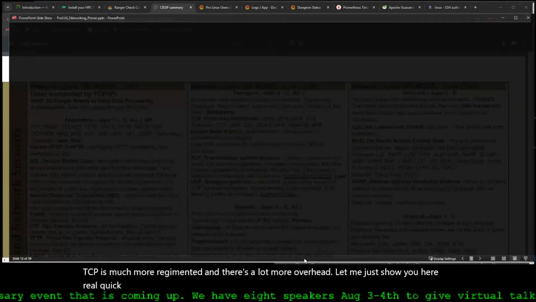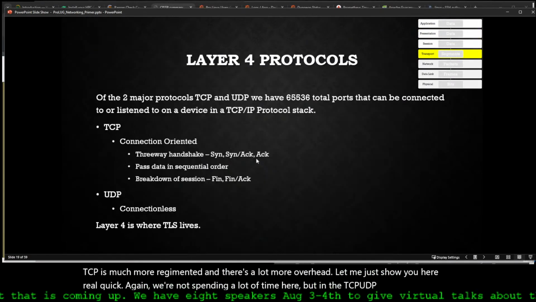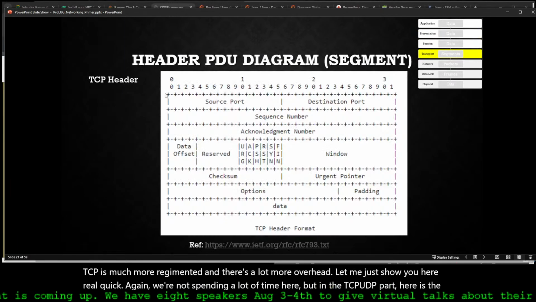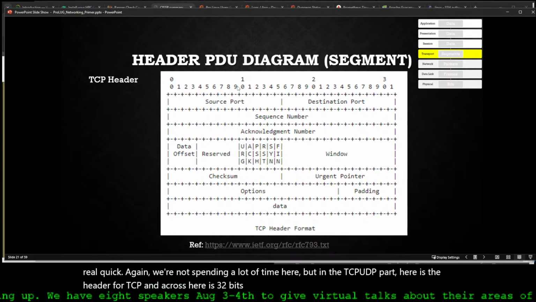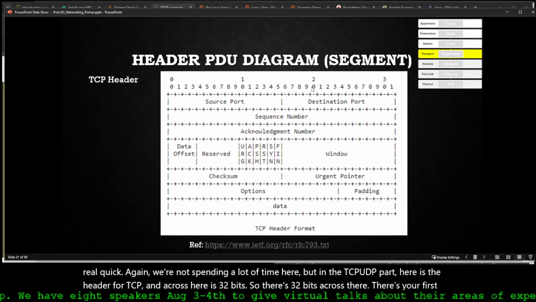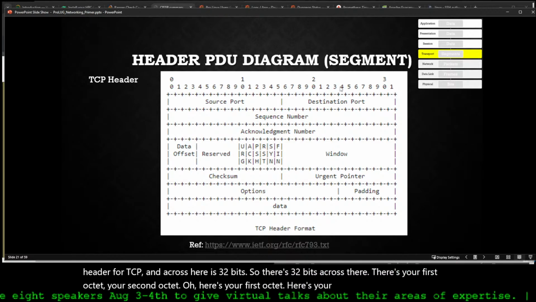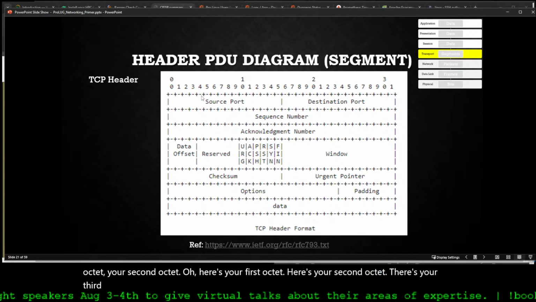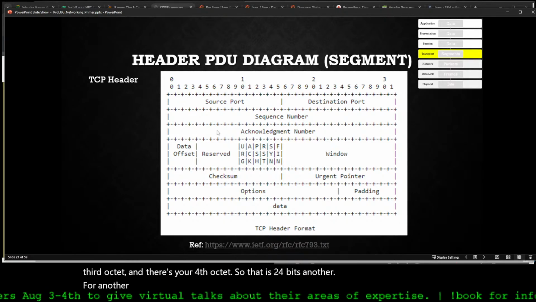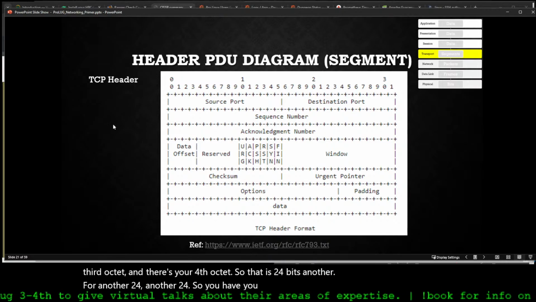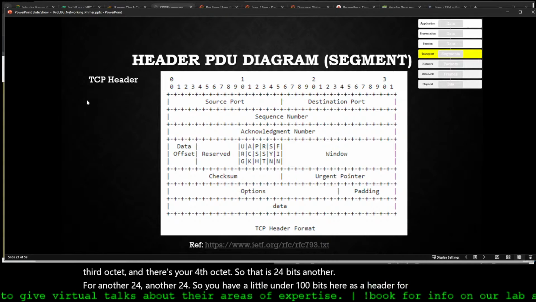Again, we're not spending a lot of time here, but in the TCP UDP part, here is the header for TCP, and across here is 32 bits. There's your first octet, your second octet, your third octet, and your fourth octet. So that is 24 bits, another 24, another 24, another 24. So you have a little under 200 bits here as a header for TCP.